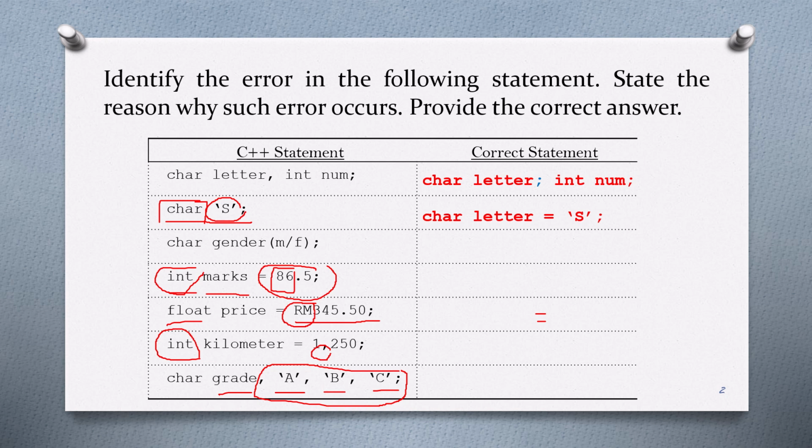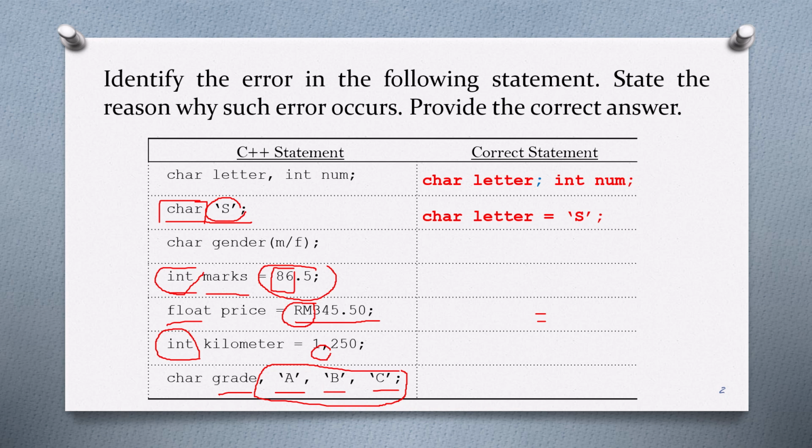So the correct statement would be char and then one location name. In this case I use letter. Char letter is assigned the value s. Alright, next one.